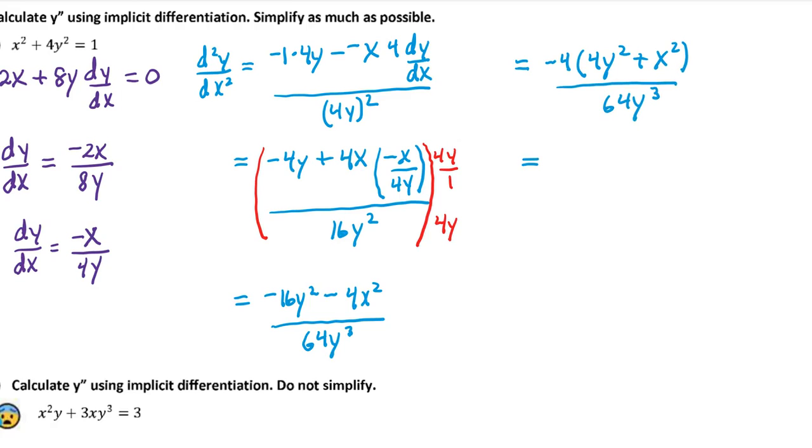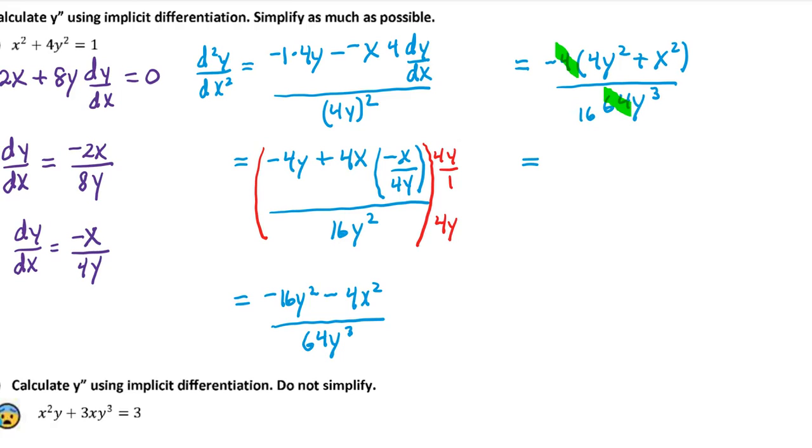So I'm going to substitute. First thing I'm going to do is simplify the negative 4 over 64, so that the negative 4 in the top is now negative 1. The 64 in the denominator becomes 16.